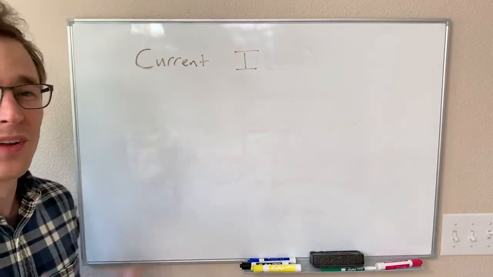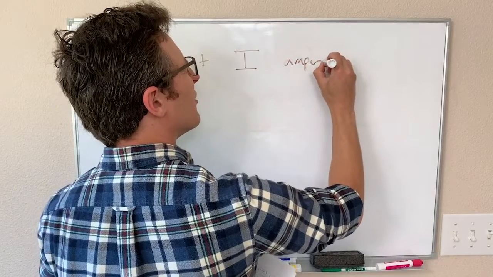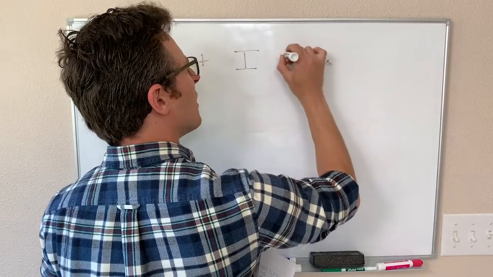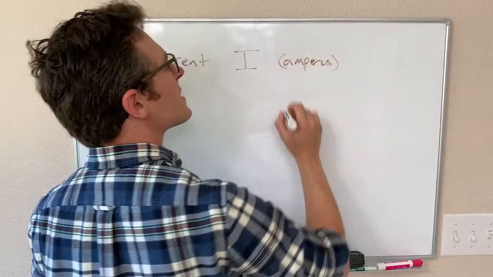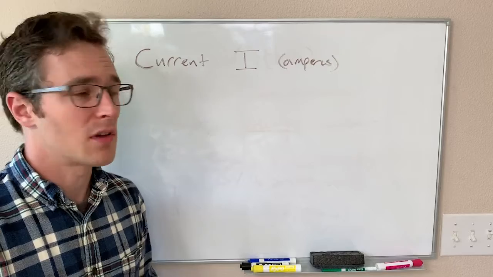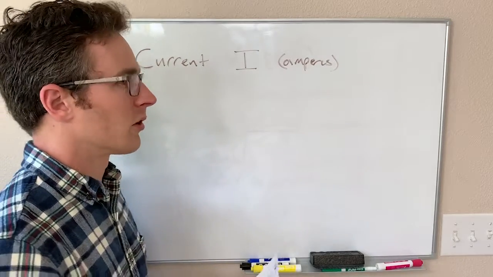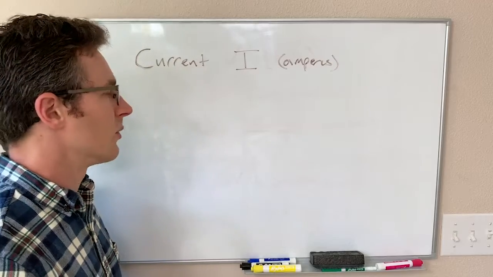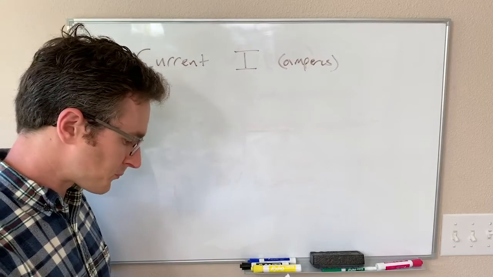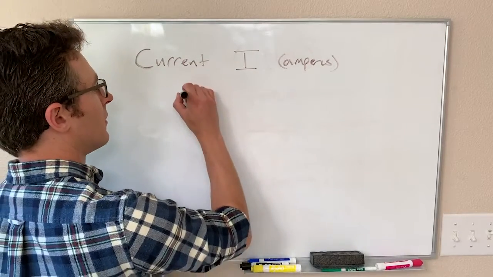So for current, we use the variable I. We have units of amperes. The SI unit is amperes. It is very common. We will be using milliamps in this class, especially for the labs we're doing. All of our currents will be in milliamps, and we won't have amps of current. So 1 amp of current.